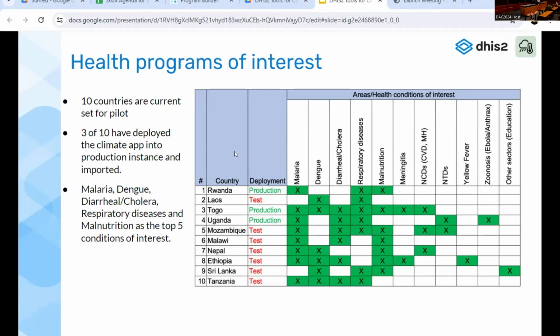Specifically, if you look at this graph, you're seeing there's interest for Sri Lanka to do this for education. So again, we are not limiting this to health, but as long as you're using the DHIS2 platform and you have something that you can do with climate data within your DHIS2, then you just need to understand how that works and be able to use it.